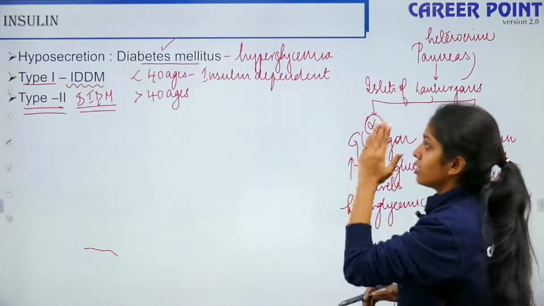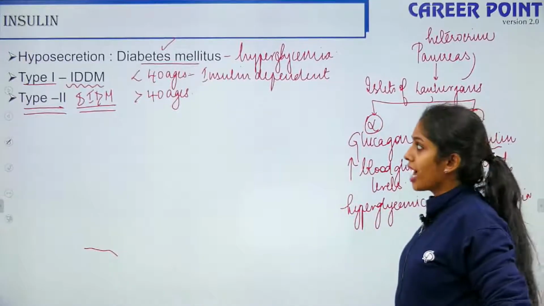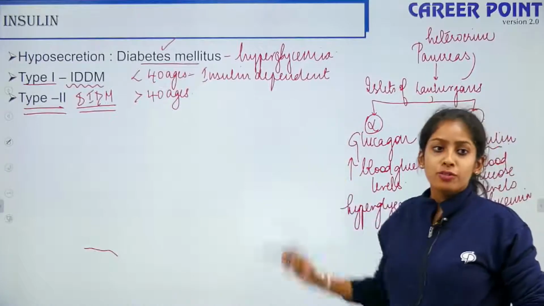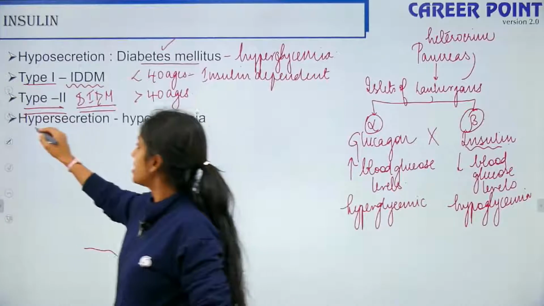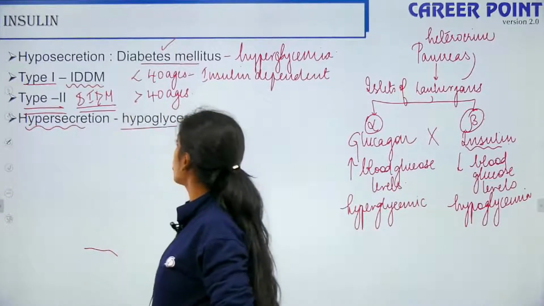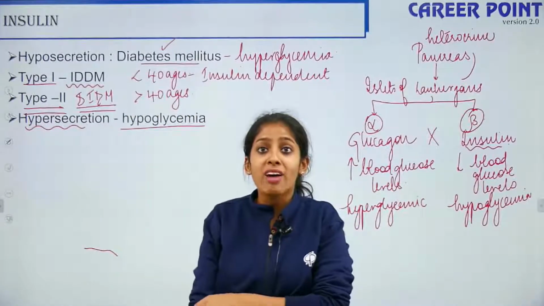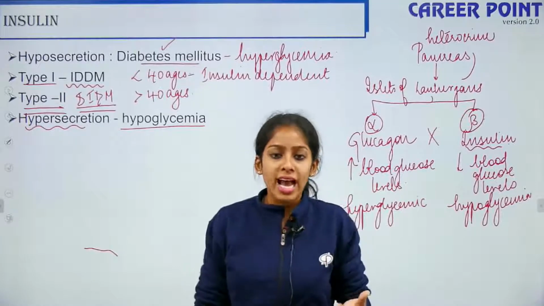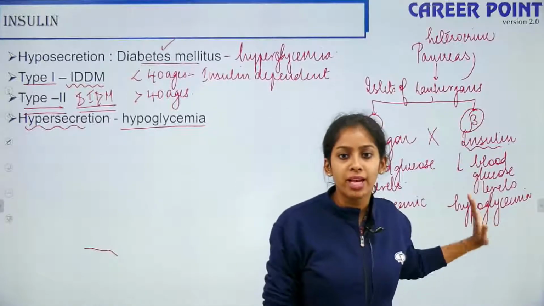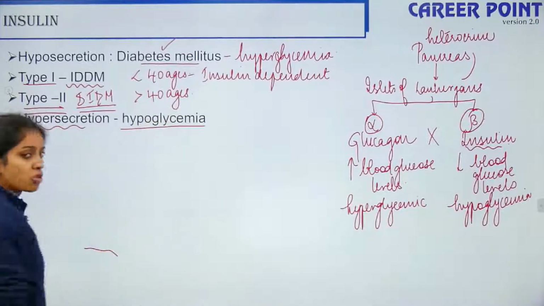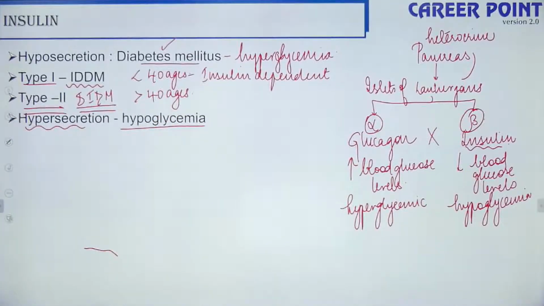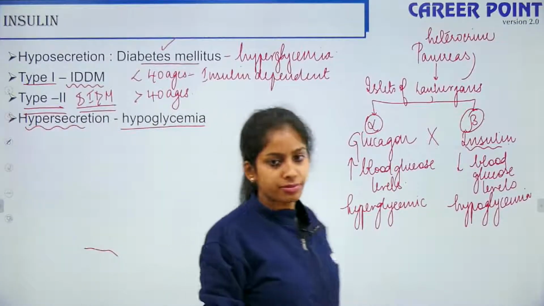Okay, so this is type 2 diabetes. Both come because of the hyposecretion of your insulin, and then due to hypersecretion you have hypoglycemia. So when you have hypersecretion, it decreases the blood glucose level very much. So thus you have less blood glucose. So hypersecretion leads to hypoglycemia. All right, is this much clear?